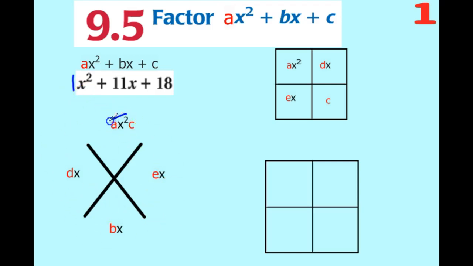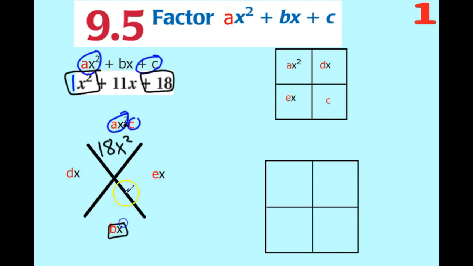So here, this term, ax squared, is right here, and c is right here. Since they're touching, all we have to do is multiply the first term and the last term. Well, 1 times 18 is 18. And there's an x squared there. So that goes on the top. And then bx is our middle term that goes on the bottom, 11x.